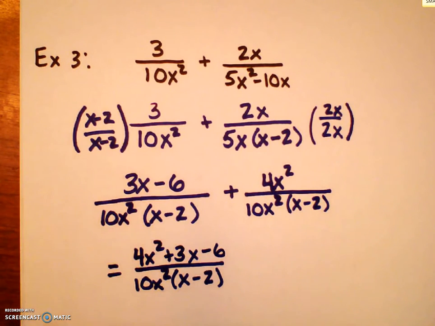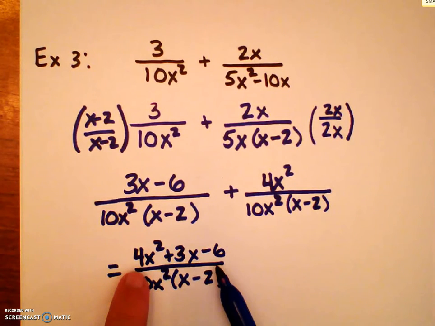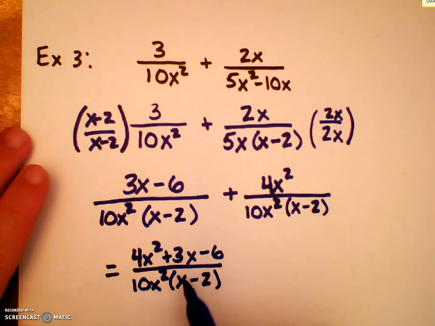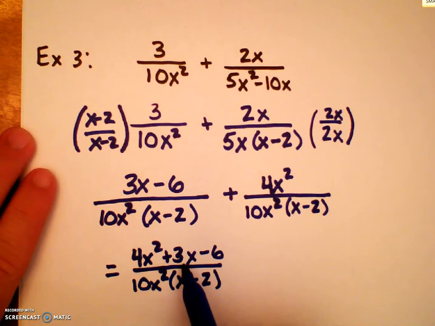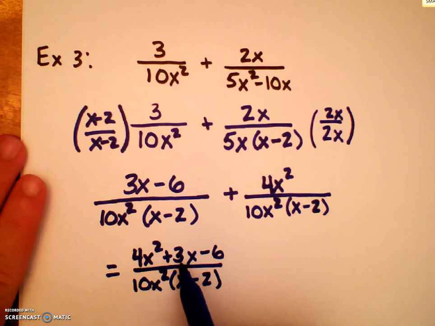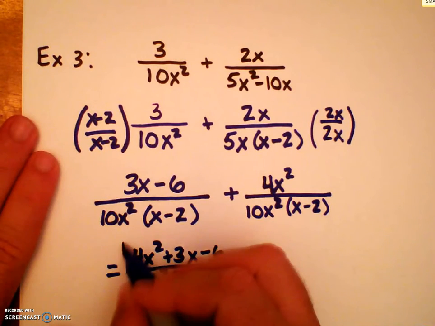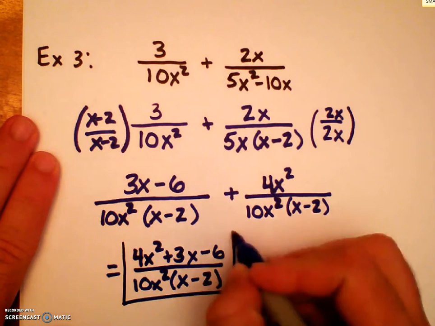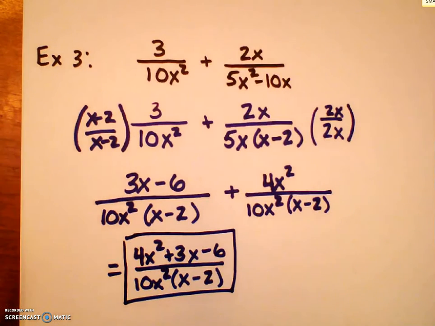And just like before, you want to check to see, can I factor this? In this case, we might be able to, actually. 4 times negative 6 is negative 24. Are there any factors of negative 24 that will get me a 3? Actually, in this case, I don't think that there are. So since this is not factorable, that will be my final answer.